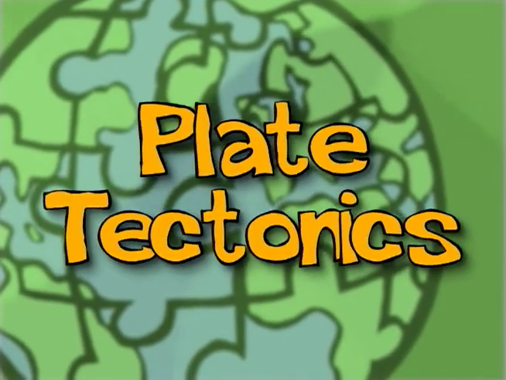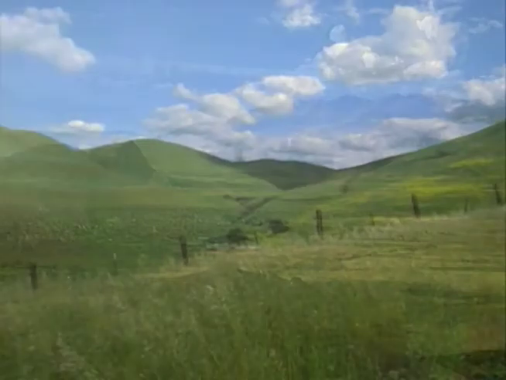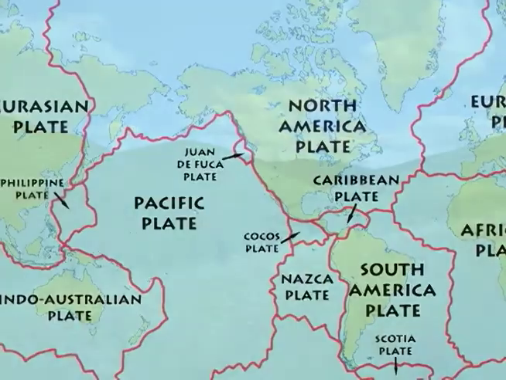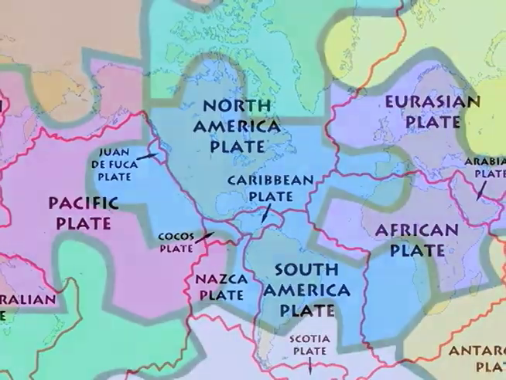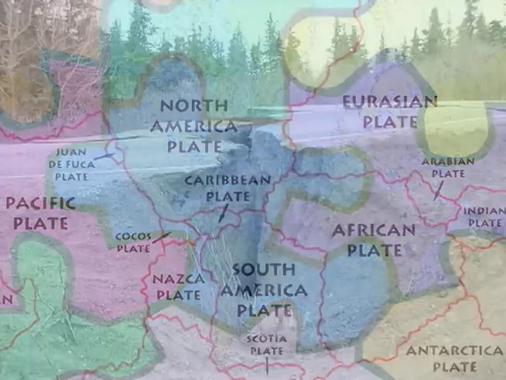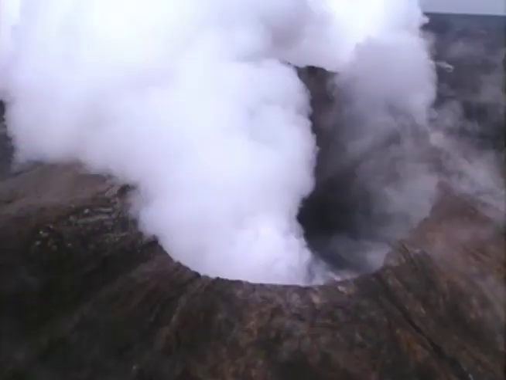Plate tectonics. The Earth's crust is made up of many pieces that are constantly moving and shifting. The pieces are called tectonic plates. They fit together around the Earth like a jigsaw puzzle. When tectonic plates bump into or scrape against each other, they can cause earthquakes and volcanoes.